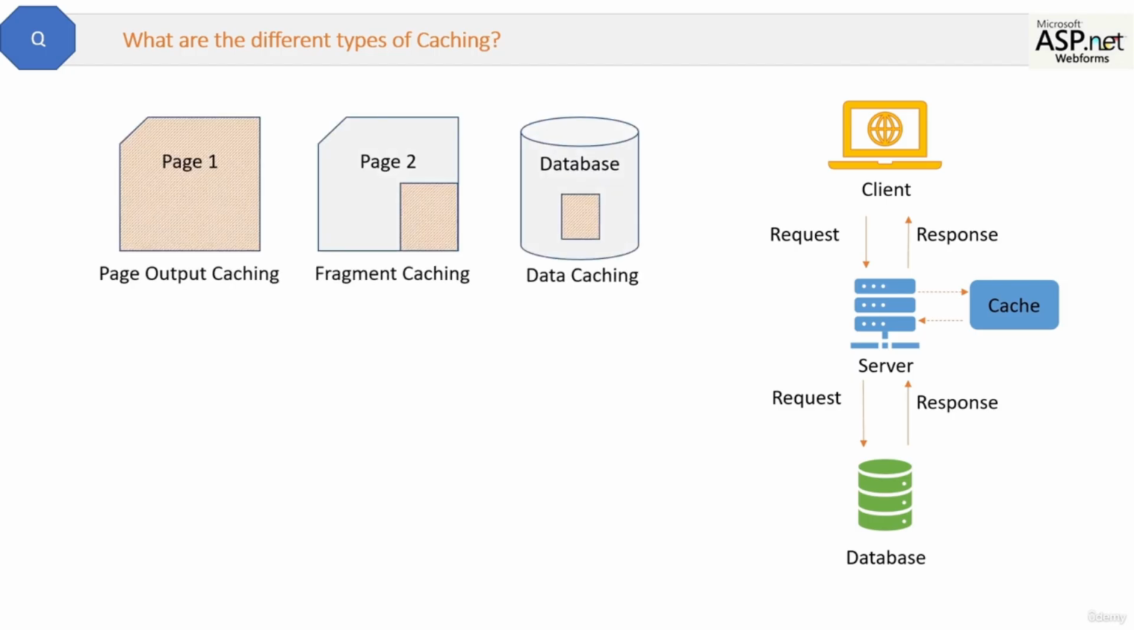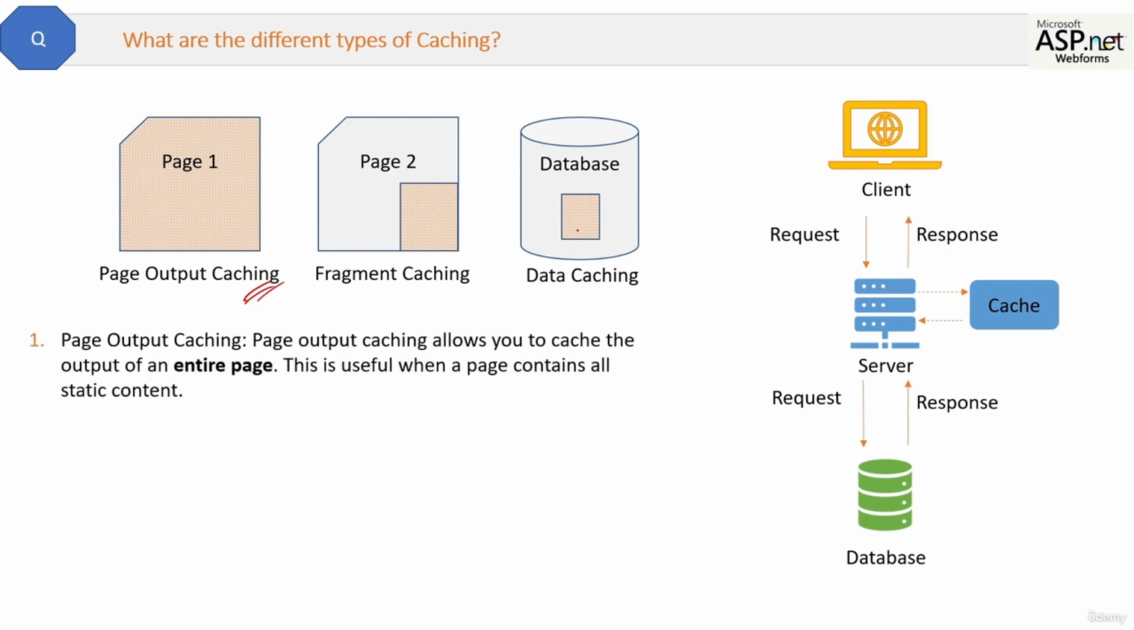We have 3 types of caching. Page output caching, which caches the whole page HTML in the cache, okay? Page output caching, page fragment caching, and data caching. I think with their names you can guess how they work. Page output caching I already explained. It allows you to cache the output of the entire page. This is useful when a page contains all static content. Then you can cache the whole page.